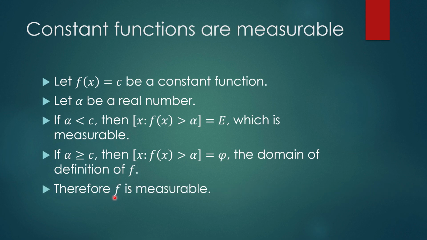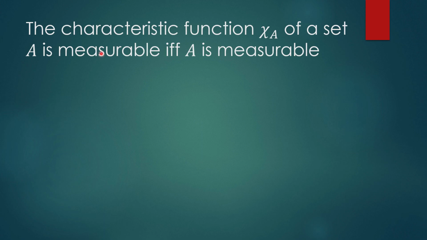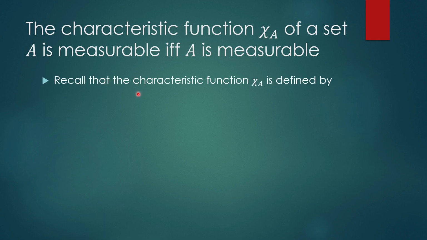All right. So next is another example. The characteristic function chi A of a set A is measurable if and only if A is measurable. So chi A will be measurable if A is measurable. Conversely, if chi A is measurable, then A will be measurable. All right. So recall the definition of the characteristic function chi A. It is a real valued function from R to R defined by this formula: chi A of x is 1 if x is a member of A, and it is 0 if x is not a member of A.